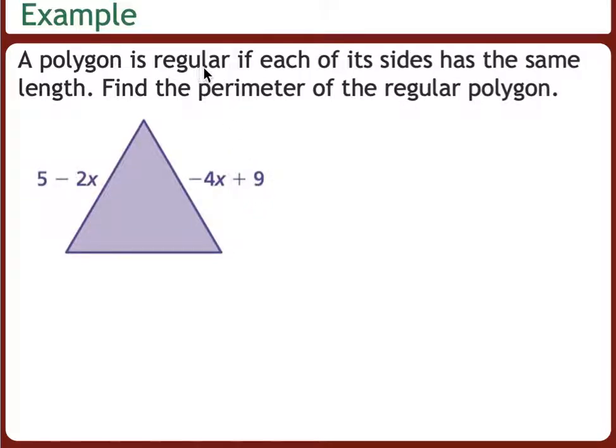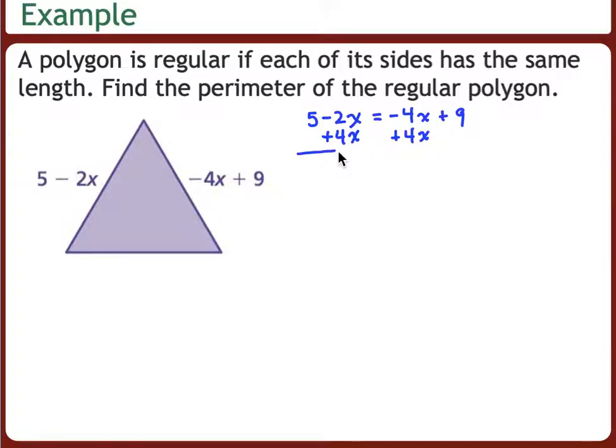Now what it told us is that the sides have the same length. So that means 5 minus 2x has the same length as negative 4x plus 9. Alright, so now I need to go ahead and solve for x. So negative 2x is bigger than negative 4x, so I'm going to keep the negative 2x and add 4x to both sides.